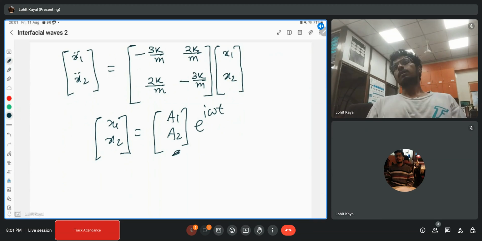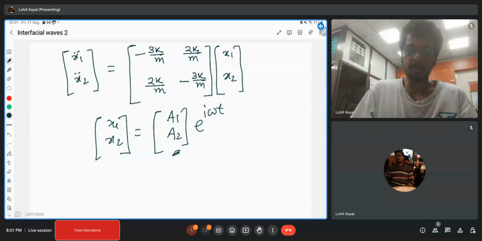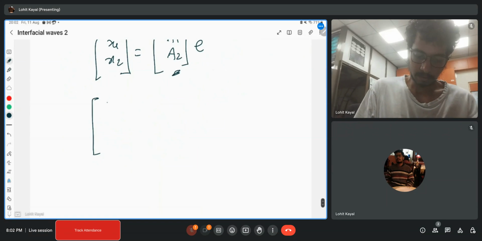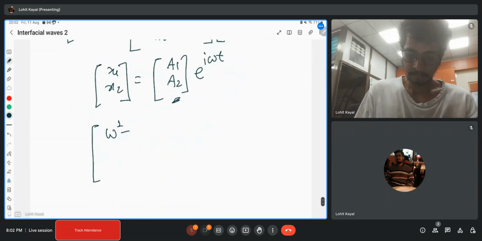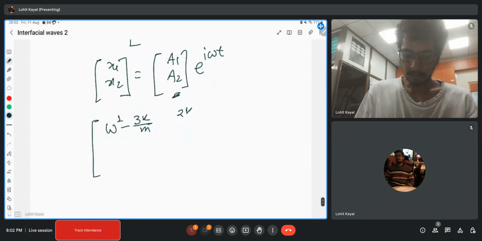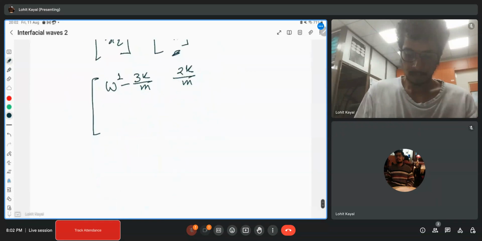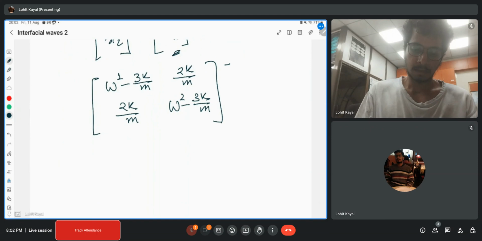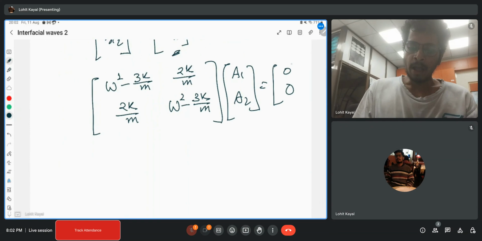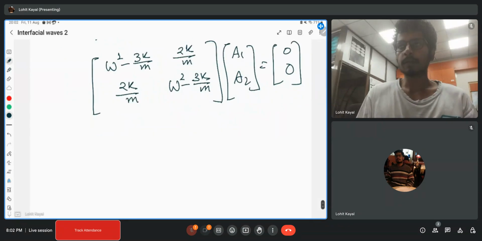Here A1, A2 are the eigenvectors. Now you will substitute it in this equation and take it to the right hand side, and finally you will get this expression: omega square minus 3k by m, 2k by m, 2k by m and omega square minus 3k by m, times A1, A2 equal to 0. Now to get a nontrivial solution, the determinant of this matrix has to be 0.